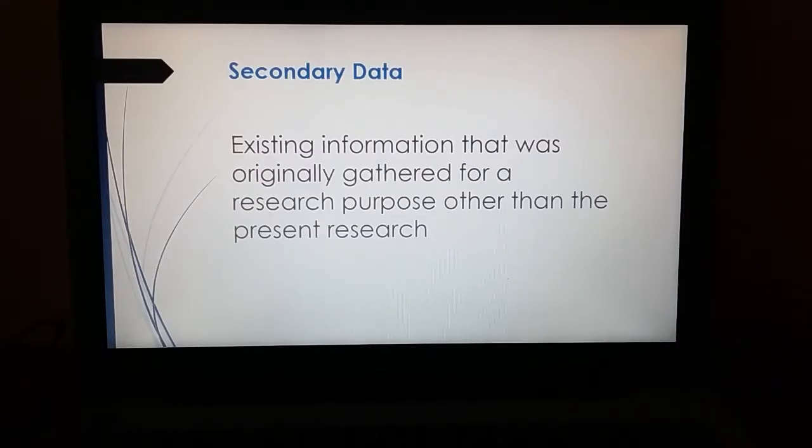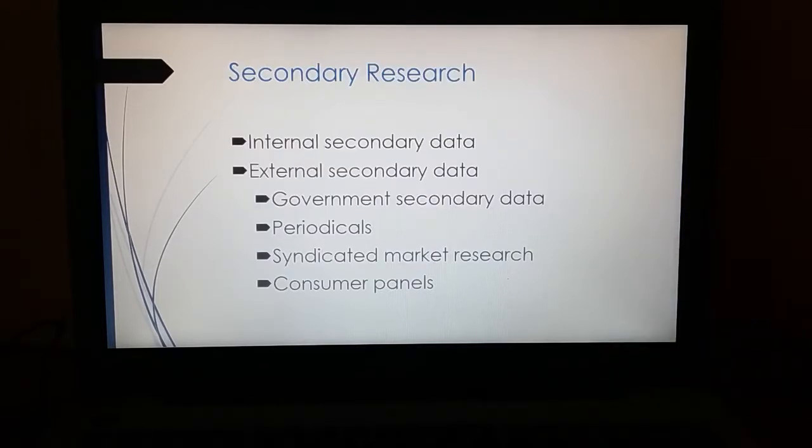So this whole idea of secondary data. Secondary data is data that exists that was originally gathered for a research purpose other than the present research. There are all sorts of different places to get that. There's internal secondary data that could come from sales records or other research you've done, within the company itself. Then external data usually comes from government sources, periodicals, market research, consumer panels. So it's things that you would get from outside of your business.